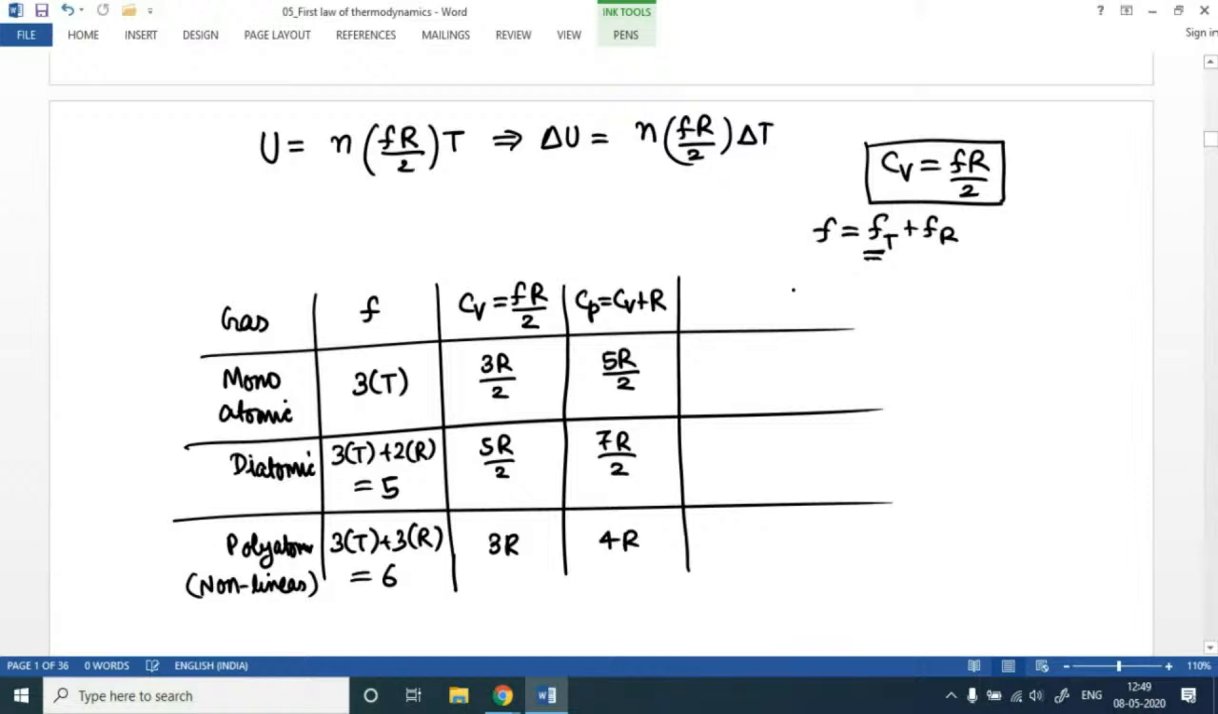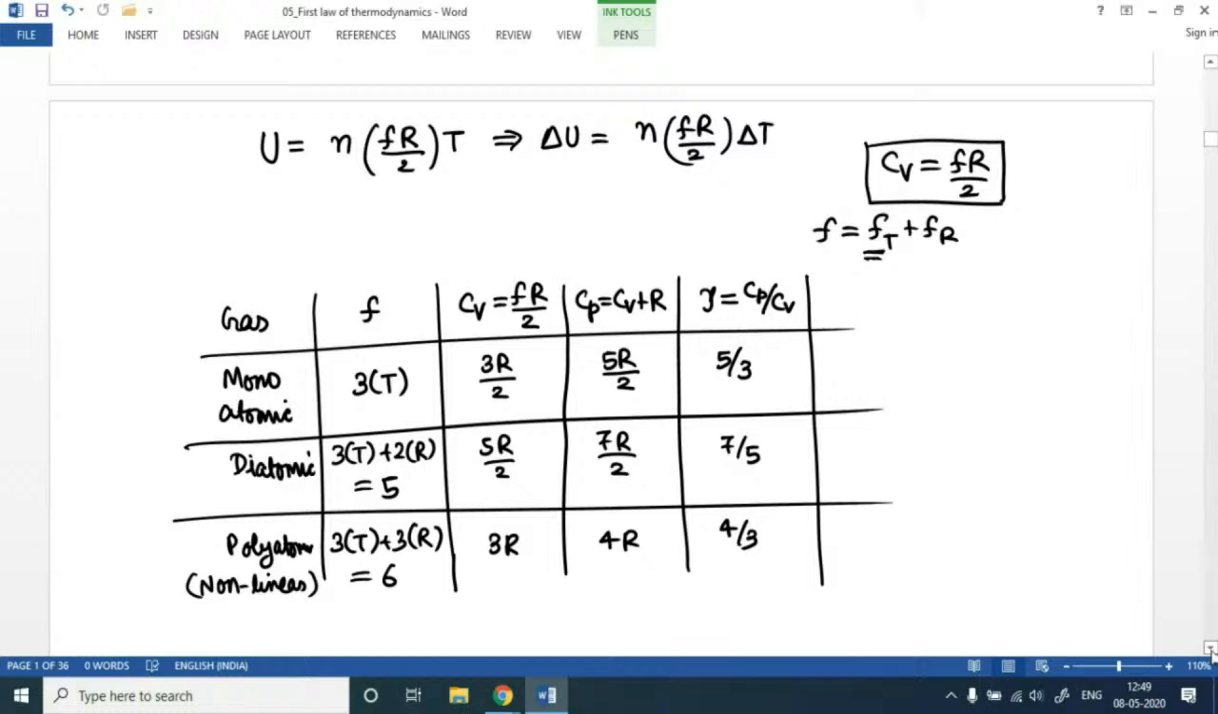that would be 4R. And let's also derive one more column, that would be the adiabatic exponent of the gas, which is defined as the ratio of Cp and Cv. In this case, we have got Cp and we have got Cv, we just have to divide. So that is going to be 5 by 3, and that would be 7 by 5, and that would be 4 by 3.